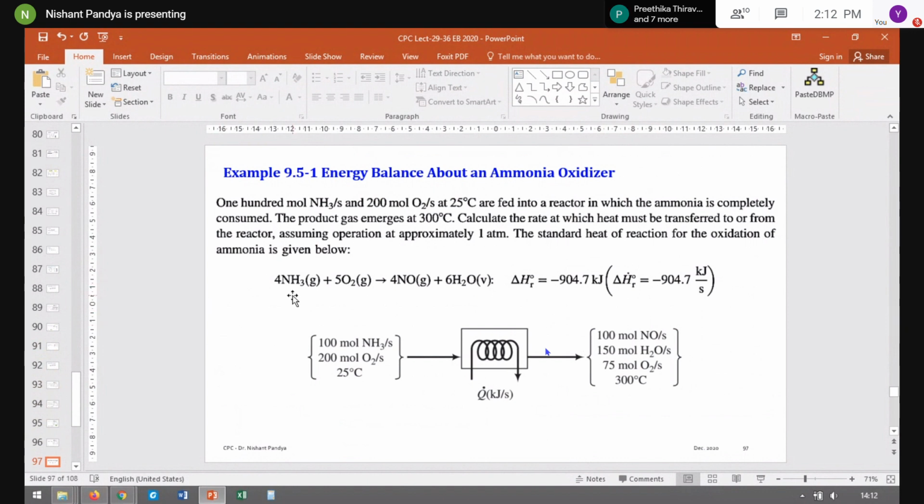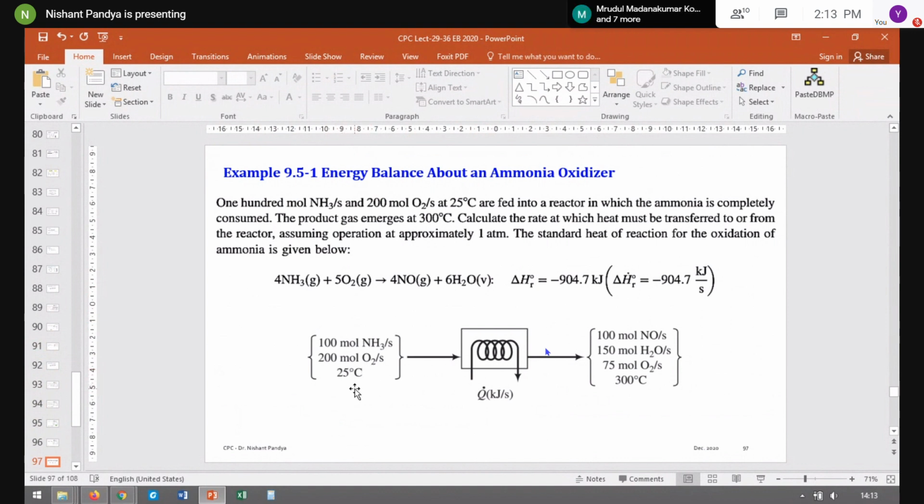So you have ammonia and oxygen. So it is again combustion. It reacts and gives you NO and H2O. Now they have given already the reaction and enthalpy of reaction. And here this is given already that this is H2O vapor. Based on that, they have calculated this delta HR. So the question is 100 mole per second of ammonia and 200 mole of oxygen at 25 degrees Celsius. So this is good.